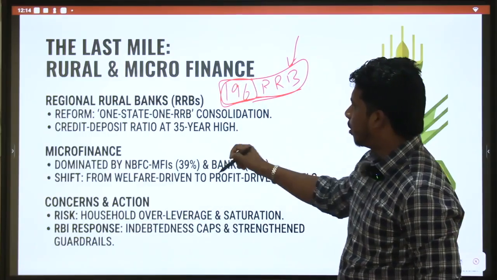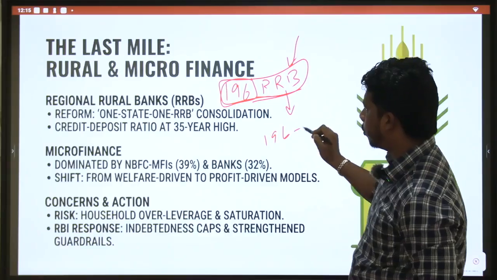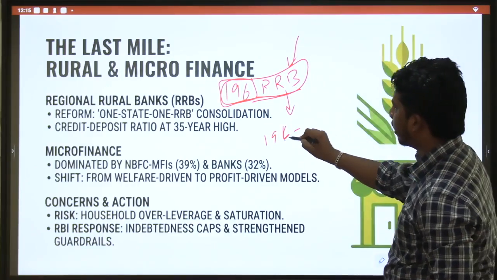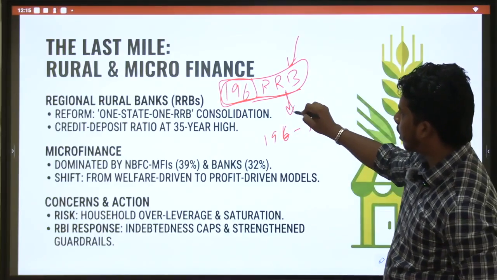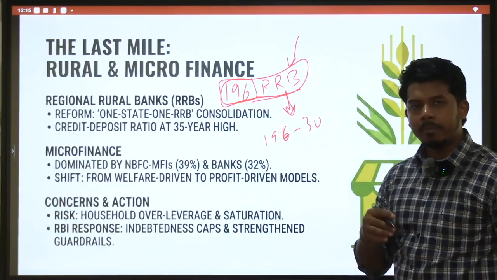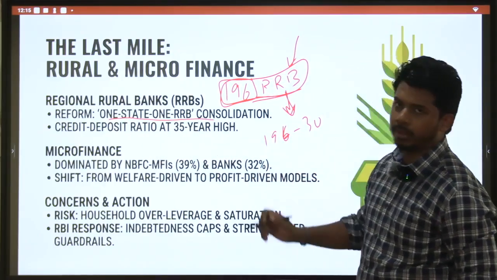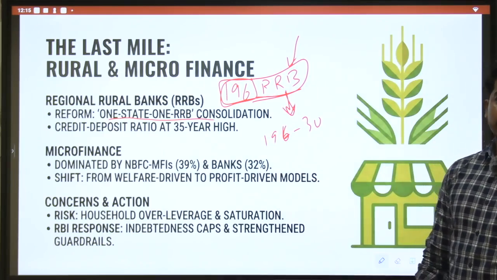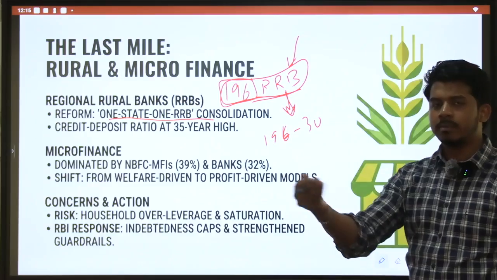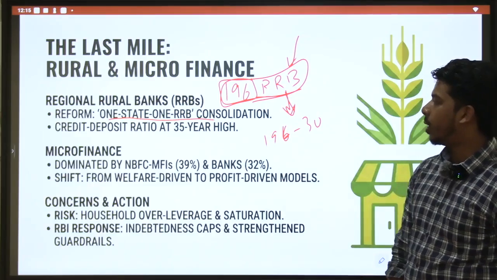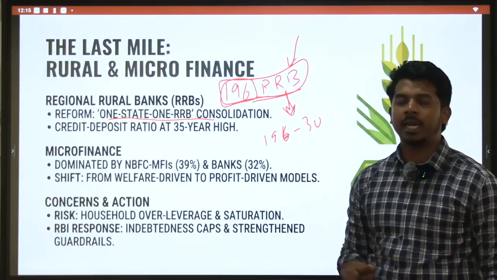So the government is merging these RRBs. From 196, I am not sure of the exact number, but I think it is currently around 30, 40. The government is reducing the number of regional rural banks by merging, and the theme is one state, one regional rural bank. We have 28 states, so the government intends to reduce from 196 to 28 or some more. So one state, one RRB. This consolidation is being done because of the issues RRBs are facing.